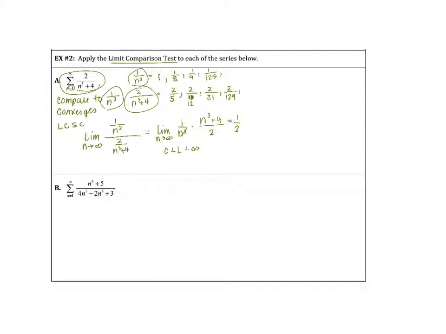So instead of having to go through all those terms, I now know that the sum as n equals 1 to infinity of 2 over n cubed plus 4 is indeed going to converge because what I compared it to does converge. Oh, and I guess we need to say by the limit comparison test.